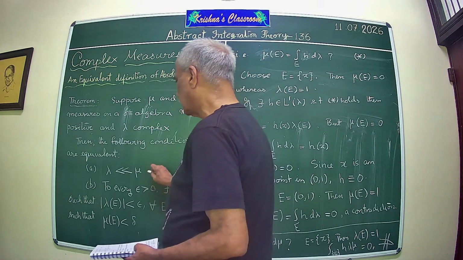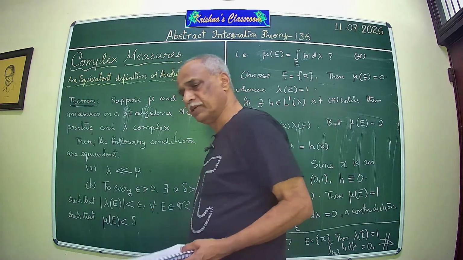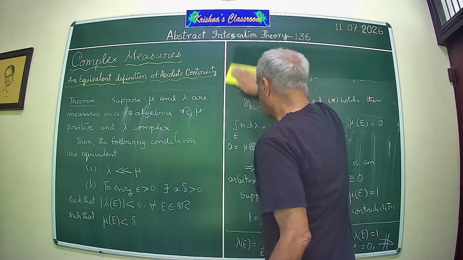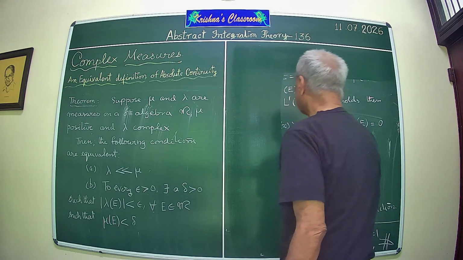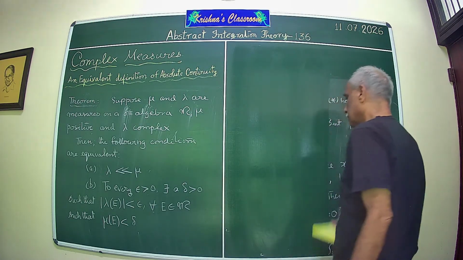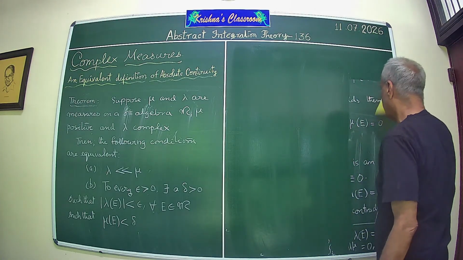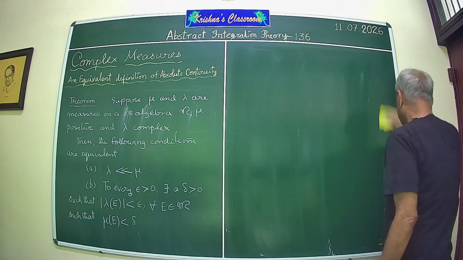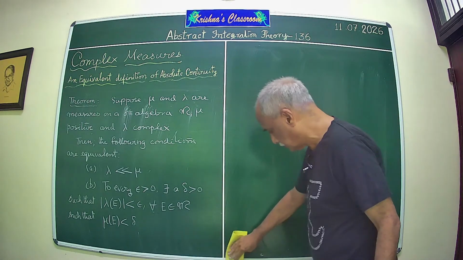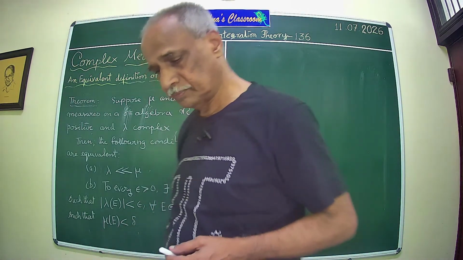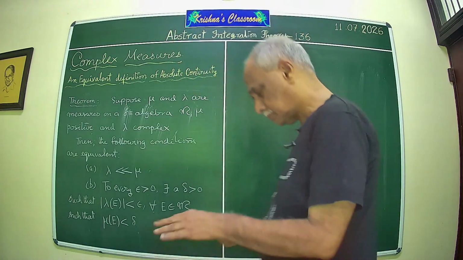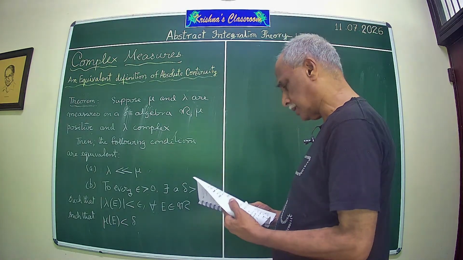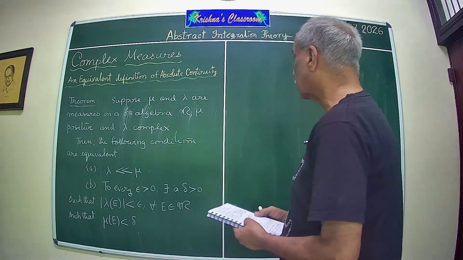So these two statements are equivalent. Compare this with the definition of continuity that we usually use for functions. Now here you see that you are talking about functions defined on a sigma algebra. Both lambda and mu are functions defined on a sigma algebra. So we shall make some remarks, okay? Or rather, let us first prove this theorem, and then we make some remarks.